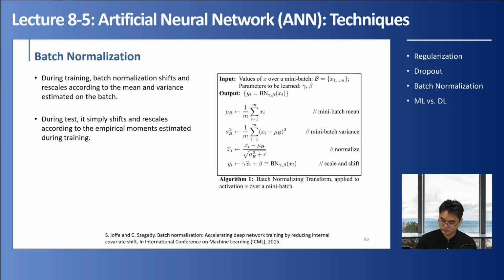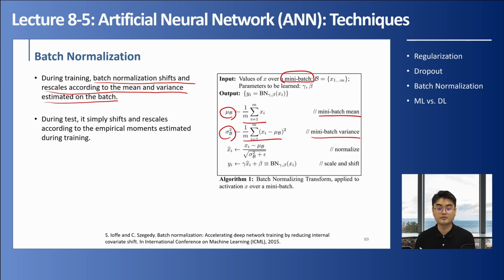To talk about the implementation and the algorithm here, the algorithm is simple. You just need to shift and rescale according to the mean and variance on the batch of your data. If you have your mini batch, which we are using in training, you calculate the mean of this mini batch and you calculate the variance of this mini batch. Then you do something similar to a standard scaler. You normalize this xi, and you can also scale it as shown here.